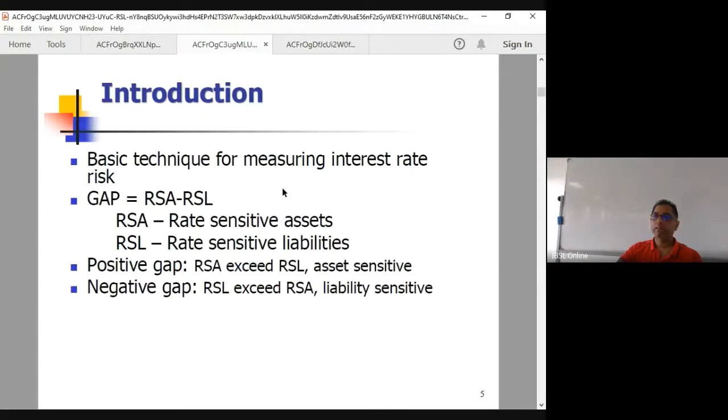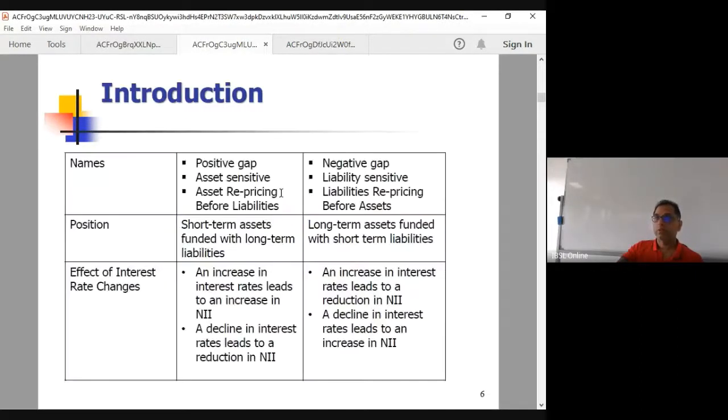So that particular session, we stopped it halfway, where we looked at the introduction to gap, how you look at the rate sensitive assets minus the rate sensitive liabilities, and then what a positive gap is. A positive gap would be where your rate sensitive assets are greater than your rate sensitive liabilities. So in other words, your loans and advances exceed your deposits and other liabilities. And a negative gap would be where your rate sensitive liabilities, in other words your deposits, exceed your assets in terms of your loans.